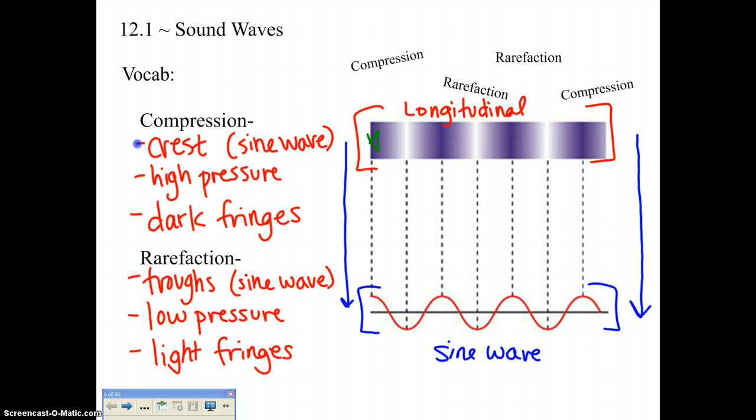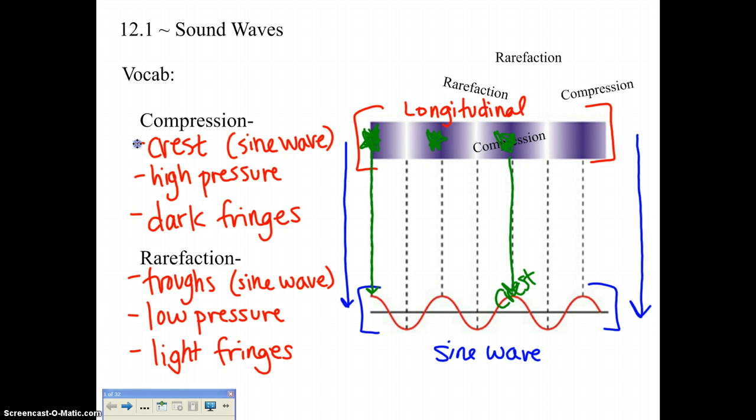These dark areas here obviously coincide with what area on a sine wave? Well, that area is going to be the crest of a sine wave. So this is where you would see your crests. Based off of your crest, that's going to be areas of compression.